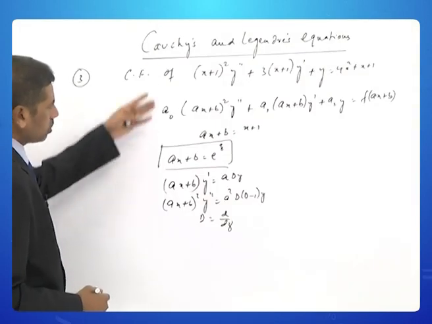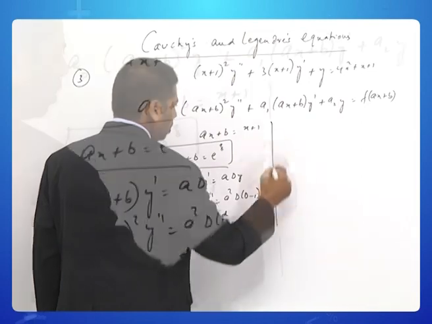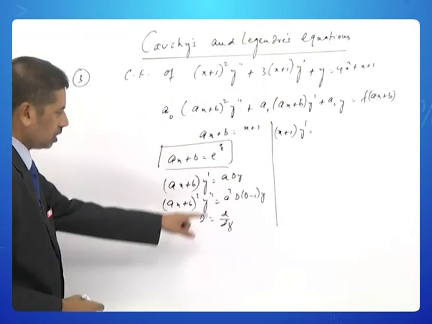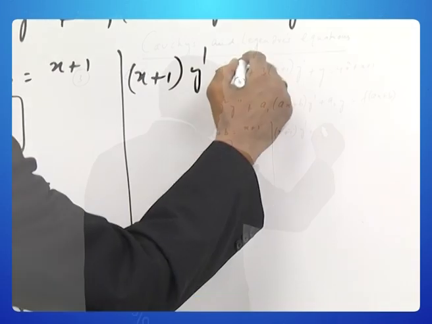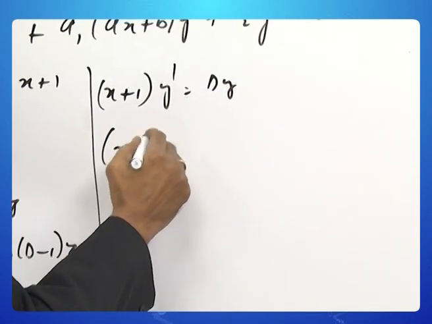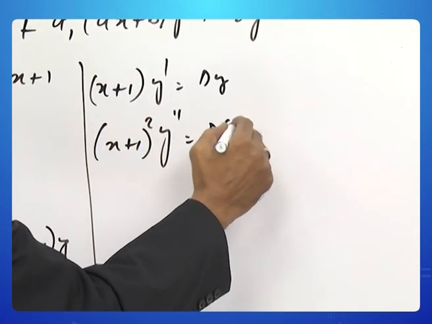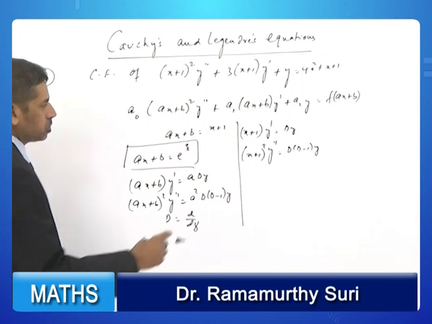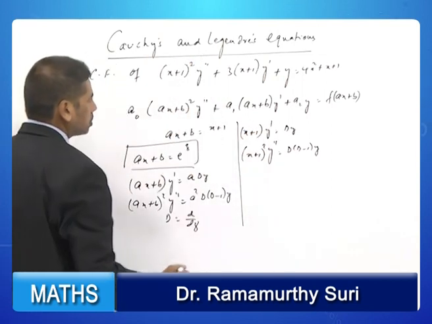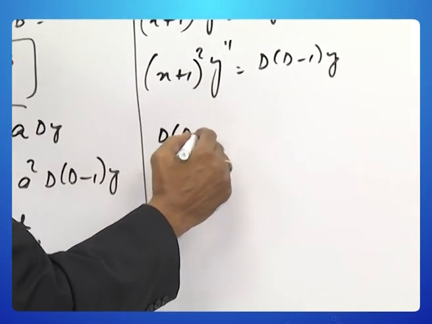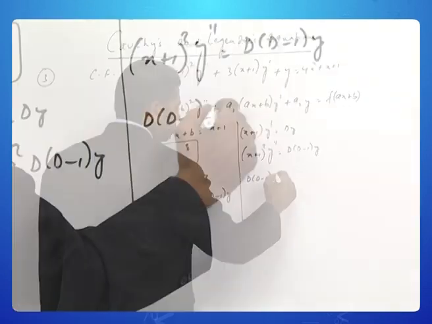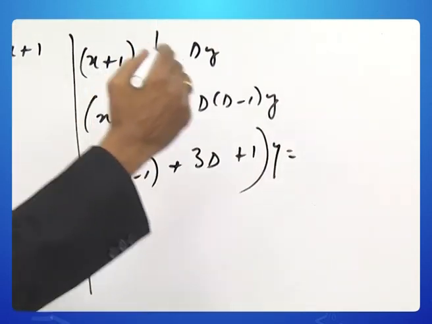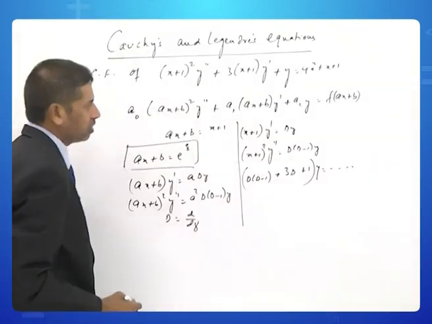Now, if this is applied to the given situation, you will find x plus 1 y dash is equal to a into Dy, but a is 1, therefore, it is simply Dy. X plus 1 whole square y double dash will be D into D minus 1 into y. Again, this a square becomes just 1. So, take this and substitute in the given equation. You will have D into D minus 1 plus 3D plus 1 into y is equal to, the right hand side can be converted into a function of z.